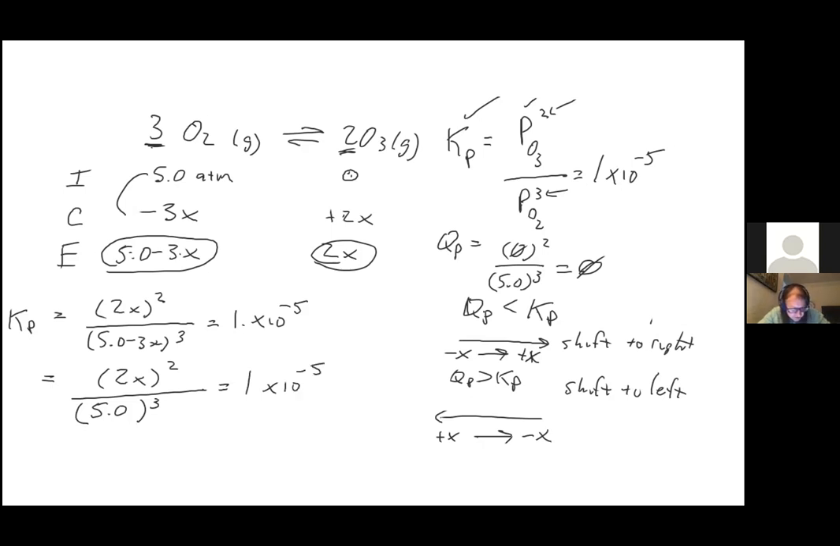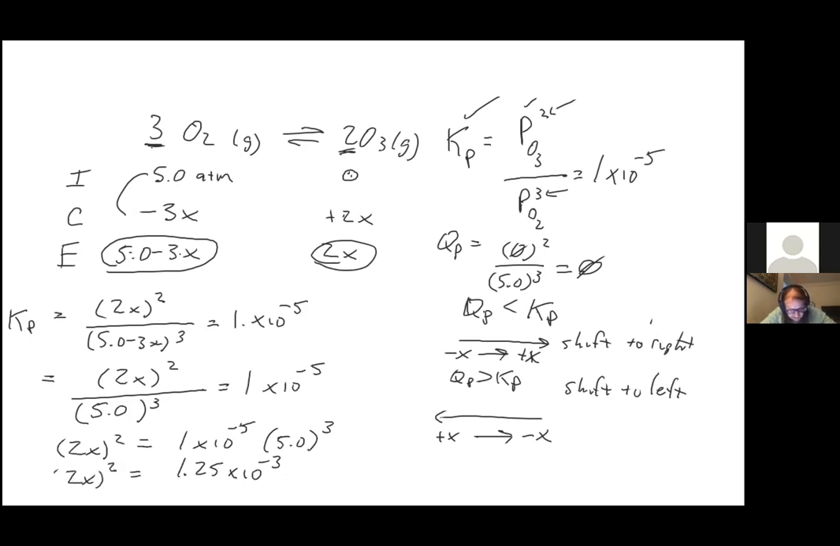So 5 cubed is, what is that? 5 times 5 is 25. It's 125. So 2x squared is going to be 1 times 10 to the minus 5 times 5.0 cubed. So that's going to be 1.25 times 10 to the minus 3, I think is what it works out to. 1.25 times 10 to the minus 3. I think that's right. And that's going to be 2x.